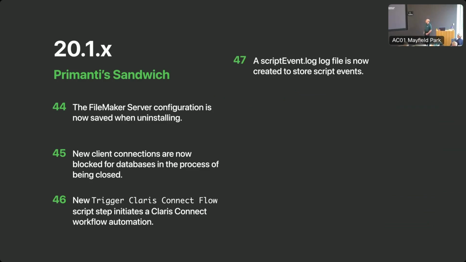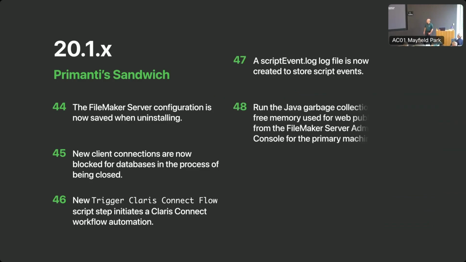So the script event log is now created to store script events. Before, if you wanted to find out what happened with your script that was running on FileMaker Server, you had to go to the events log and filter through all of these. Well, now there is a separate log file that will tell you specific script events. They've separated that, which is nice.